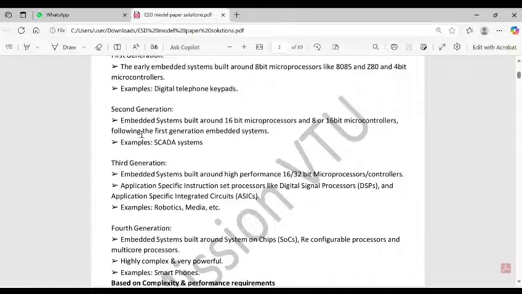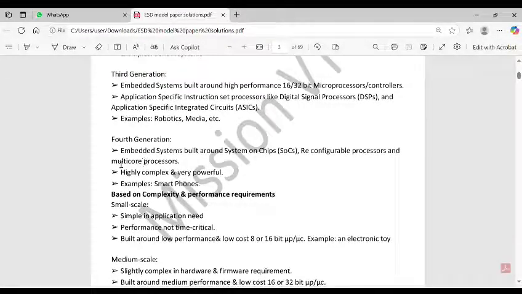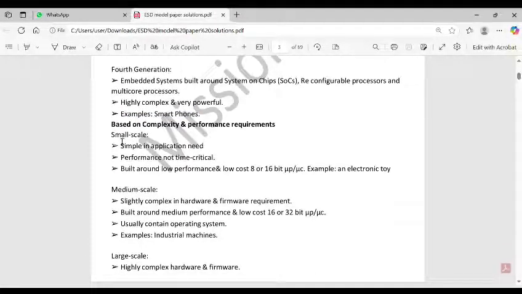telephone keypads. In second generation, these embedded systems are built around 16-bit microprocessors and 8 or 16-bit microcontrollers, for example SCADA system. In third generation, these embedded systems are built around the 16 to 32-bit microprocessor or a microcontroller, for example robotics, media, etc. In fourth generation, these embedded systems are built around system on chips, that is SoCs, and these are highly complex and very powerful. For example, smartphones. So next one is based on the complexity.